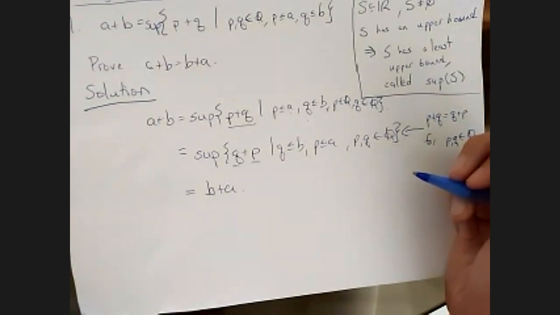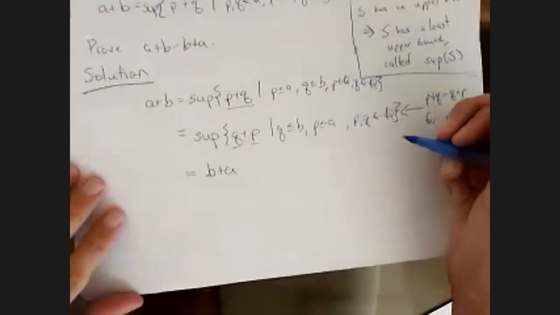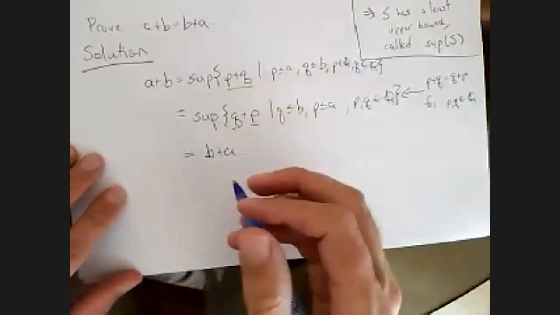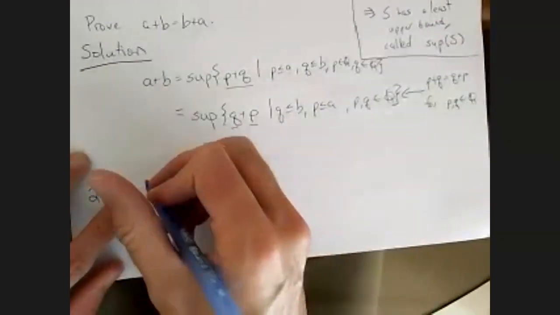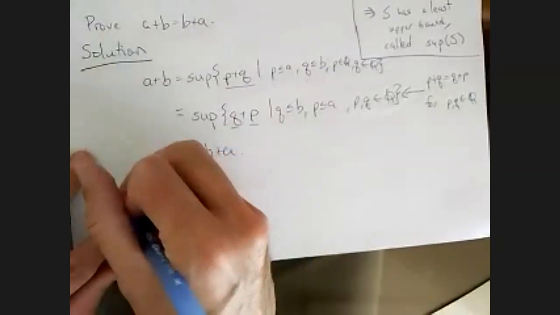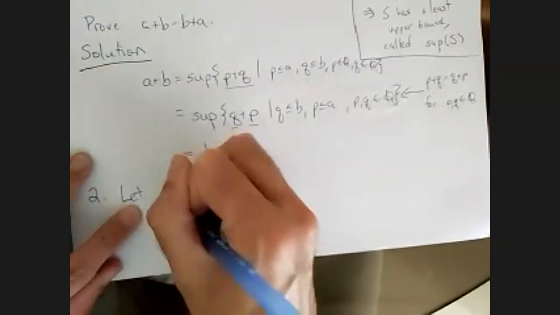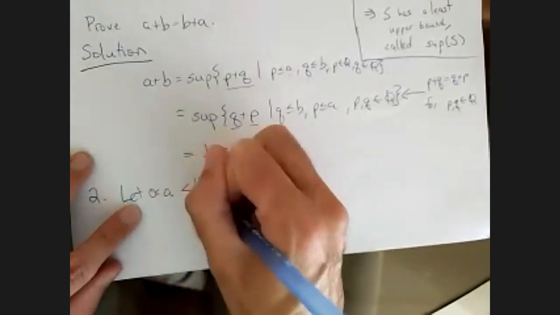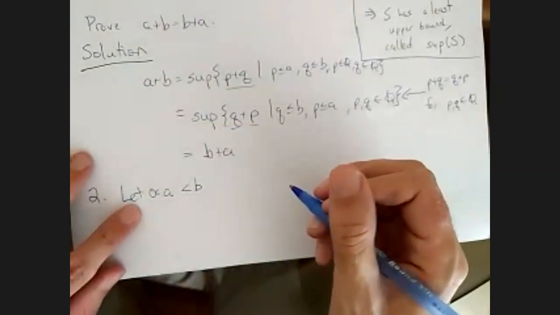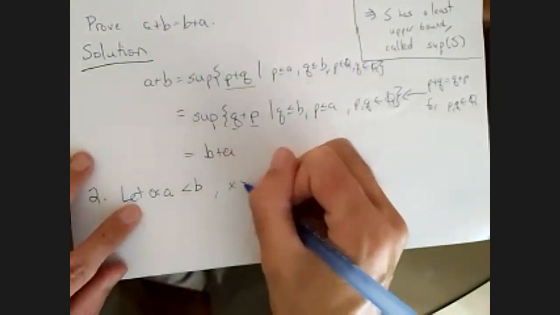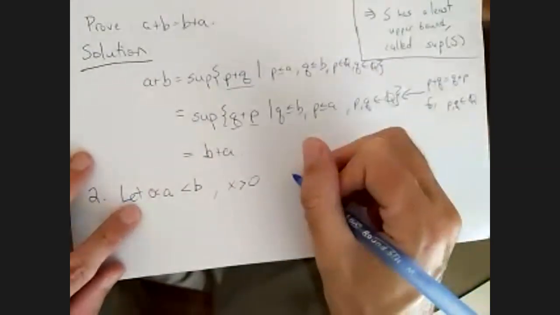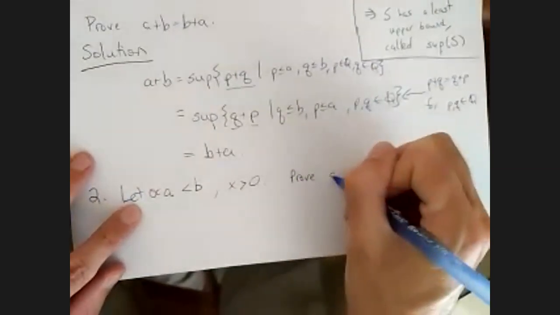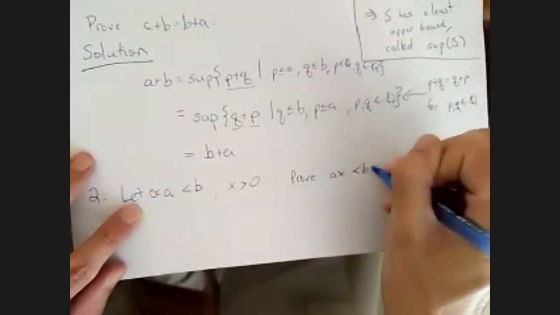So for question two, it's a little bit more tricky, but still not bad. I just want to talk a little bit about that too. For question two, we have two positive numbers A and B with A less than B, and X is positive. And we have to prove that AX is less than BX.